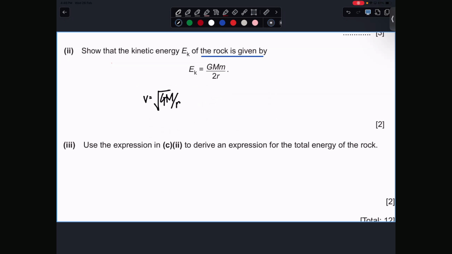So Ek is equal to half m. Yeah, I think this is a better path. Half m is m. V square is going to be GM by r. So from here we get GMm by 2r. Is that what it is?